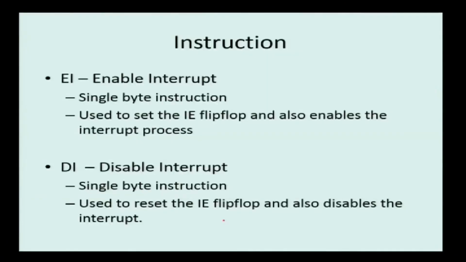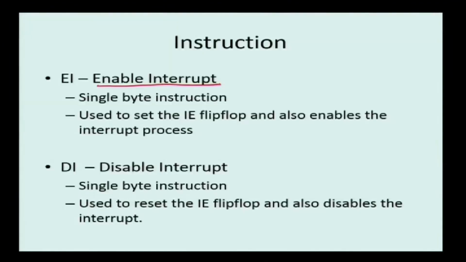So, in 8085 we have 4 instructions to activate the interrupt process. The first one is the EI instruction, and the others are DI, SIM and RIM. These 4 are the instructions. The first one is enable interrupt. EI is used to enable the interrupt. This is a single byte instruction which is used to set the interrupt enable flip-flop.